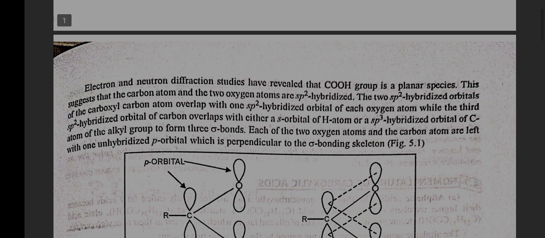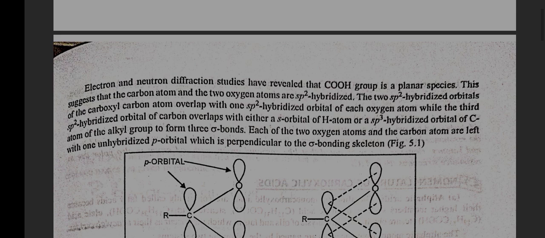Electron and neutron diffraction studies have revealed that the COOH group is a planar species. This suggests that the carbon atom and the two oxygen atoms are sp2 hybridized. The two sp2 hybridized orbitals of the carboxyl carbon atom overlap with one sp2 hybridized orbital of each oxygen atom, while the third sp2 hybridized orbital of carbon overlaps with either an s orbital of a hydrogen atom or an sp3 hybridized orbital of the carbon atom of the alkyl group to form 3 sigma bonds.